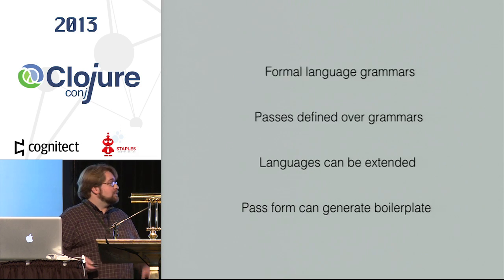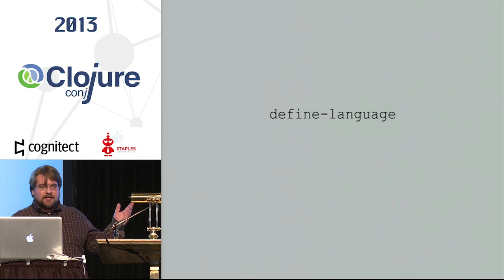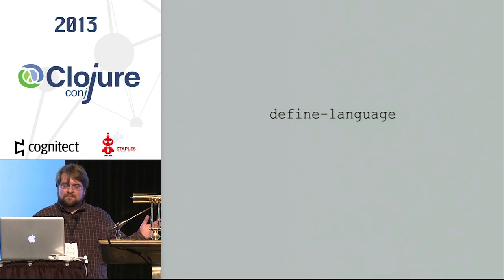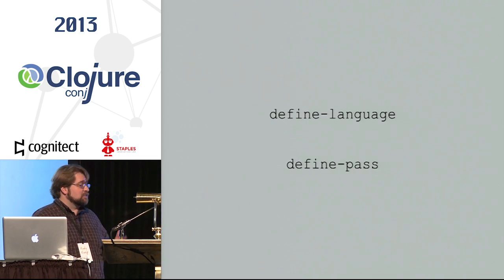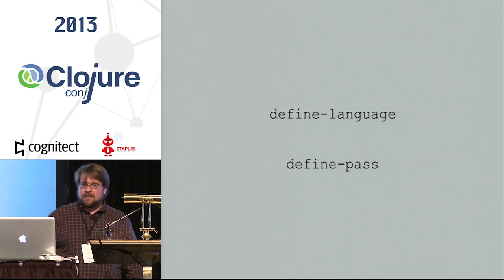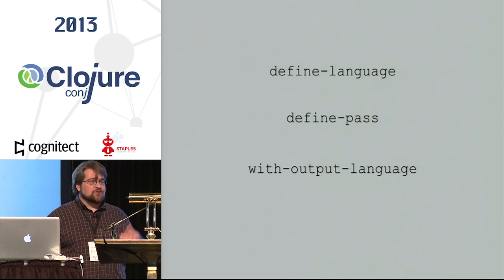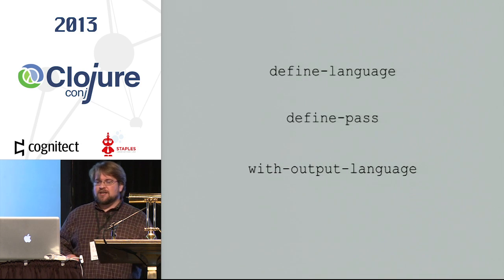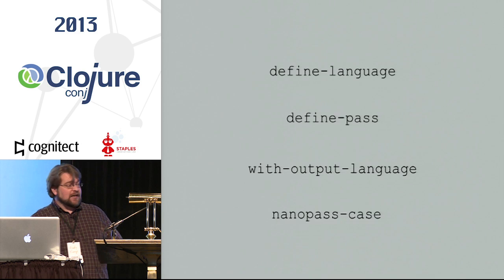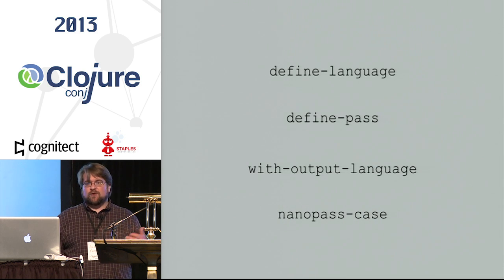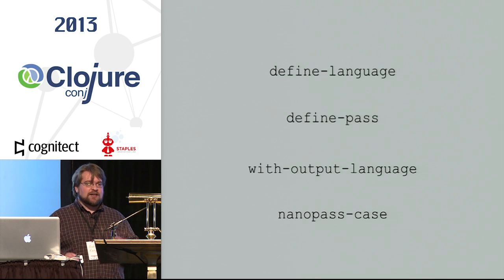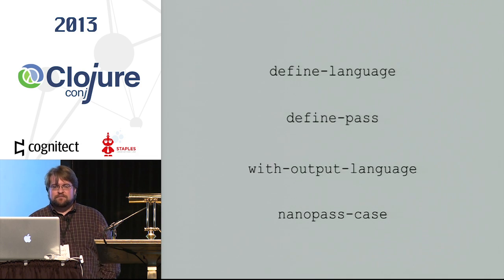So we have two main forms in the language. Define language, which we use for defining our languages, and define pass, which we use for defining passes. To this, I've added a couple of other forms: with output language, which allows us to create language forms outside of a pass, and Nanopass case, which allows us to match language forms outside of a pass. So the idea there being that sometimes we need to separate the two things that a pass does, reading and constructing language forms.